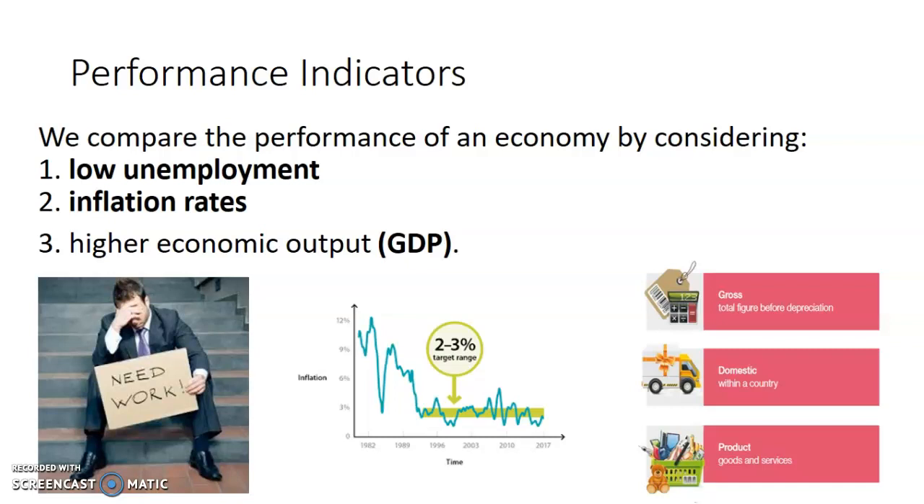Let's keep going. Performance indicators. We compare the performance of an economy by considering low unemployment, inflation rates, and higher economic output, GDP. We've covered what unemployment is and what inflation rates are. They play a great role in determining how our economy is going. Now, in the current scenario, especially in Victoria, unemployment is rising because businesses are being shut down. People can't move around. The construction business needs to go down to 25% of people. So there is going to be unemployment.